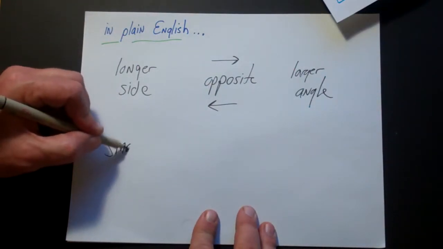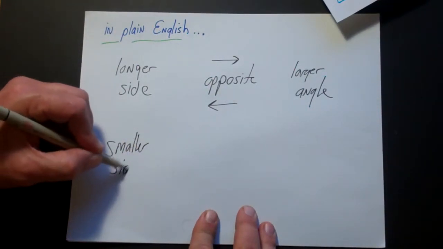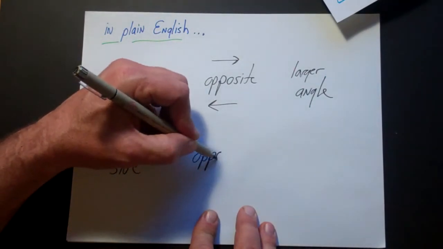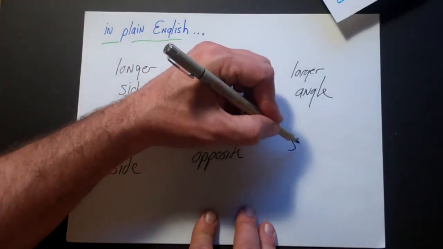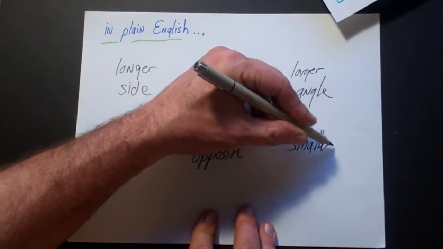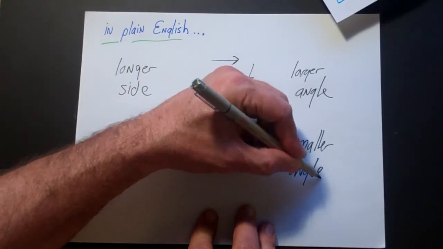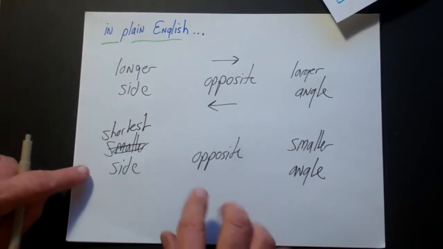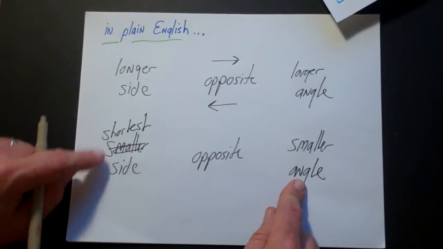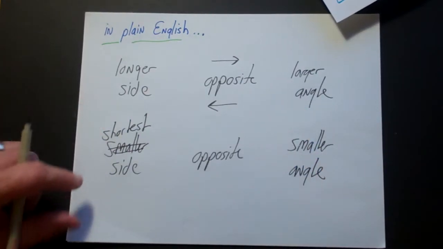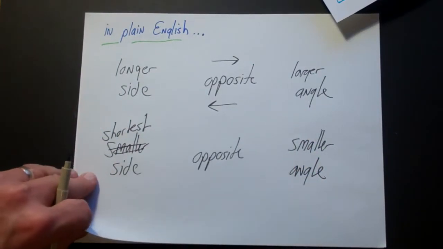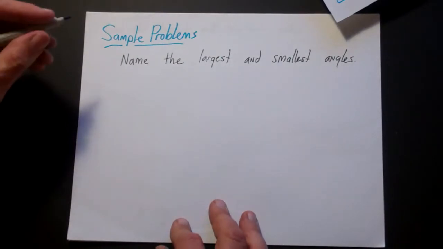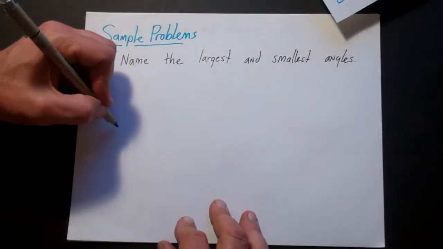Smaller side will always be opposite the smaller angle. So instead of smaller side, let's say shortest side. Shortest side, smaller angle. Longer side, larger angle. Let's do some sample problems. Let's name the largest and smallest angles here.